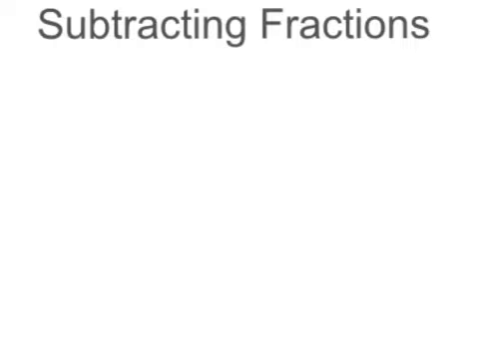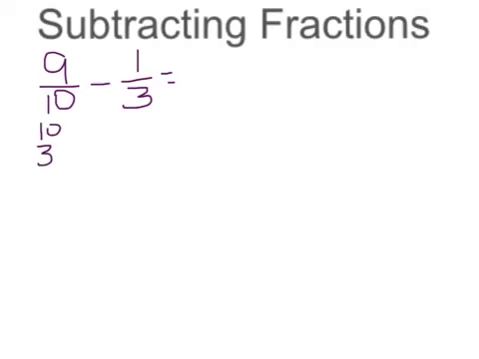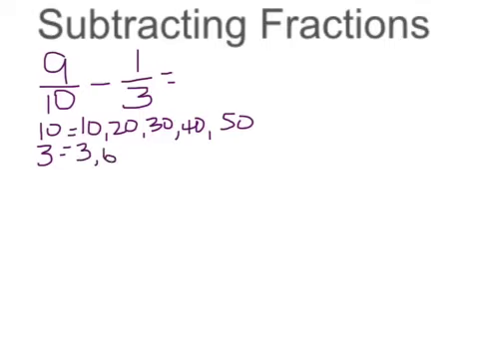Finally, let's talk about subtracting fractions. Let's start with this problem, 9/10 minus 1/3. Just as in addition, the first thing that we need to do is find a common denominator. Let's list the first 5 factors of each of these denominators. For 10, they are 10, 20, 30, 40, and 50. For 3, they are 3, 6, 9, 12, and 15.